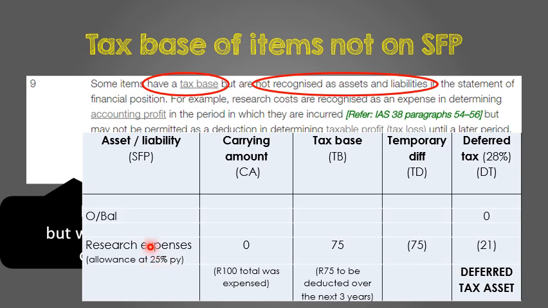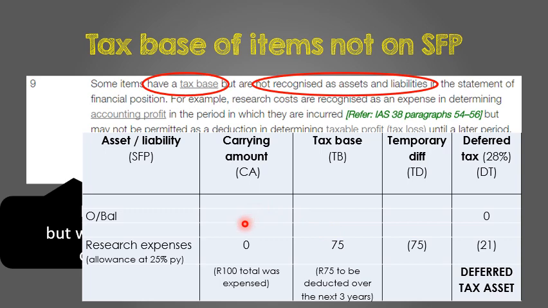For accounting purposes, we expense the total amount. Therefore, there's no asset. We didn't capitalize any of those research expenses. We expensed the full amount. So at the end of year one, the full amount was expensed, no carrying amount. However, the allowance is given to us at 25% per year. So we got the first 25% in the year that we incurred the expenses, but there is a 75% remaining that will be deducted over the next 3 years. These are the future deductions that we are going to get for these research expenses.